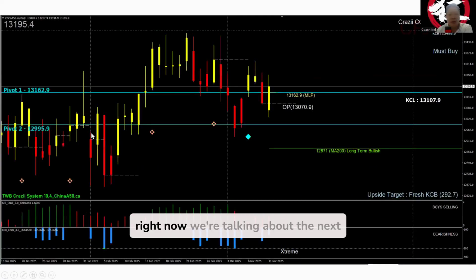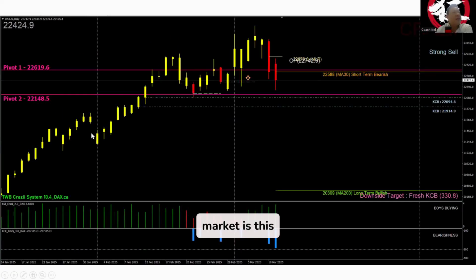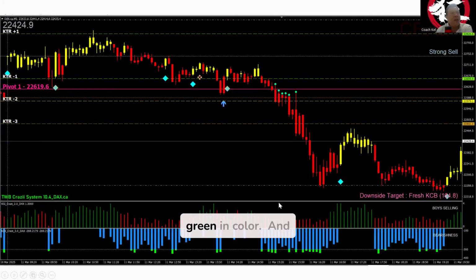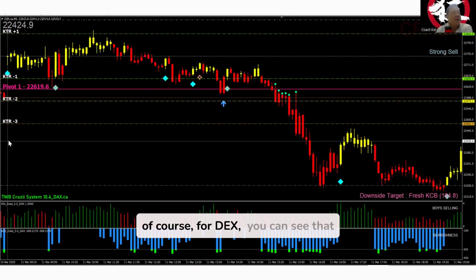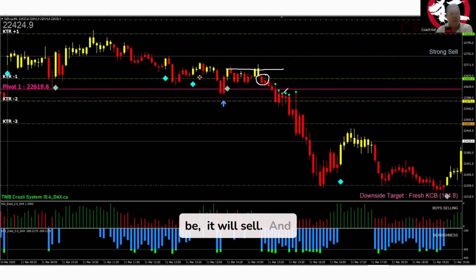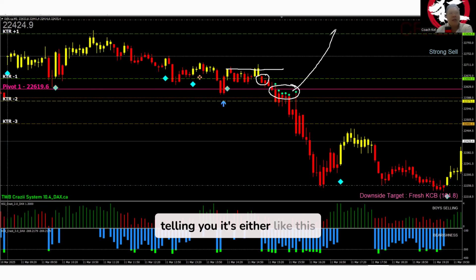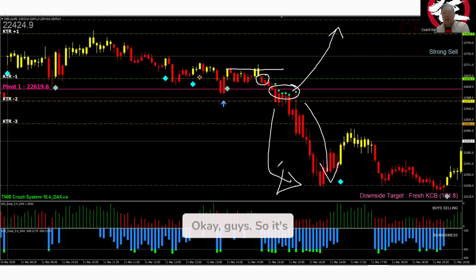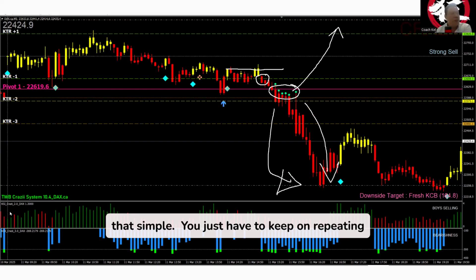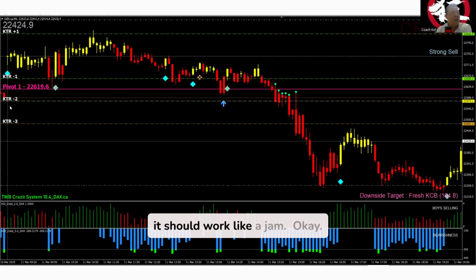And then, of course, right now we're talking about the next market, which is called DAX. All right, the DAX breaks down, but KSI is green in color. And for DAX, you can see that every time there's a diamond, you draw the line, and if the market cannot hold, it will sell. And if there's a lot of MA down there, that will be telling you it's either like this or like this. And in this case, the market chose the downside. Okay, guys, so it's very simple. My system itself is that simple. You just have to keep on repeating like a broken record, and it should work like a charm.